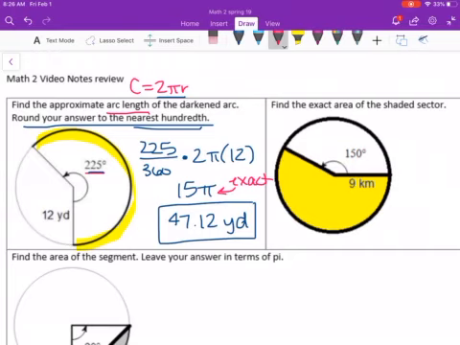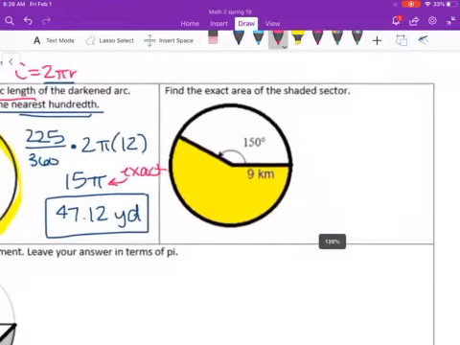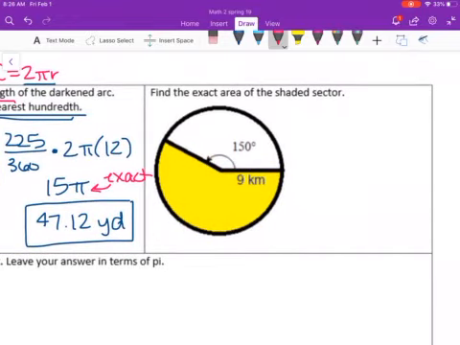Okay, the next one, it says find the exact area of the shaded sector. So it says area and sector, so those are some keywords for area, which for a circle is pi r squared. So notice how we want the shaded sector. So that would mean the yellow part here, right? Notice how the 150 degrees is with the not shaded sector.